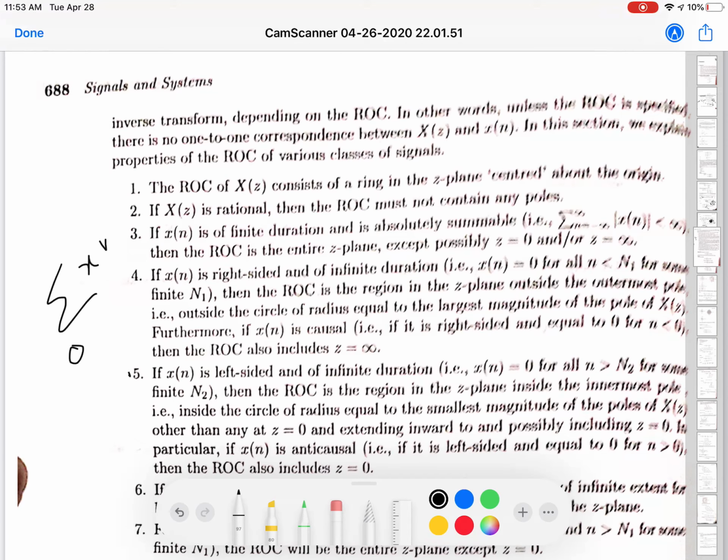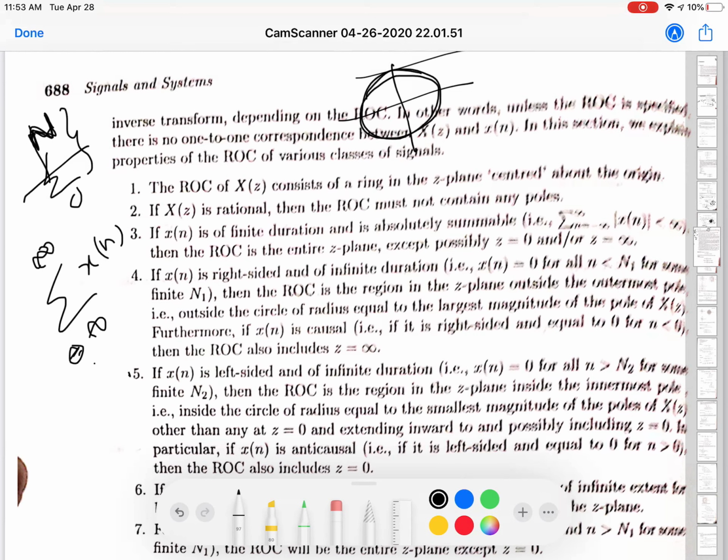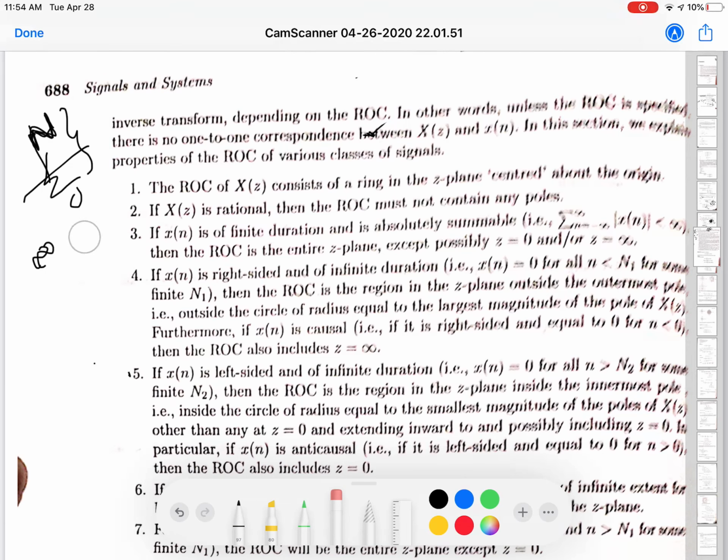x[n] is of finite duration means x[n] is bounded. It is not defined from minus infinity to plus infinity, it could be defined from 0 to some value N. So it is bounded in time. If it is of finite duration and is absolutely summable, then ROC will be the entire z plane. Along this unit circle, inside the unit circle, outside the unit circle, this pole will also be in the ROC. ROC will be the entire z plane, right?